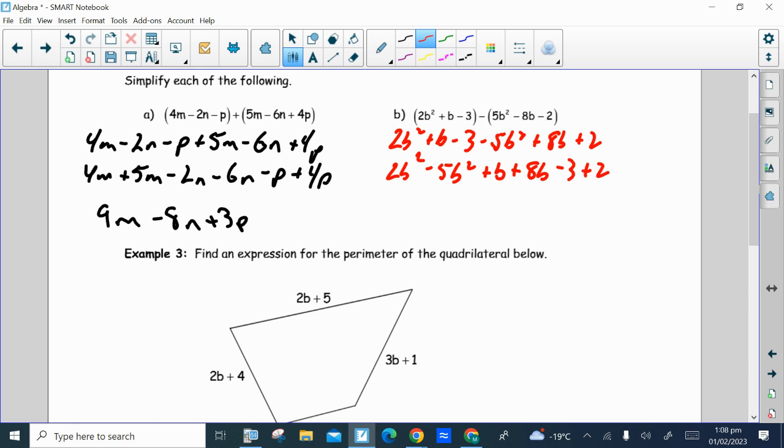Collect my like terms together and then simplify. 2b squared take away 5b squared. 2 take away 5 is negative 3b squared. 1b plus 8 more b's gives you a total of 9 b's. And negative 3 plus 2 is minus 1. So there's the final simplified answer.